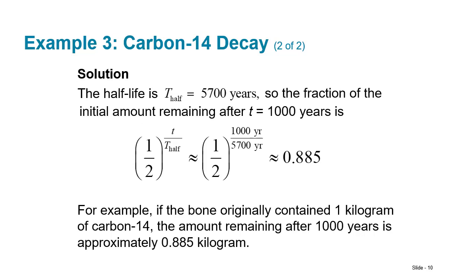So we can plug the 5700 in for the half-life, and then the amount remaining after 1,000 years is going to be roughly that. For example, if the bone originally contained 1 kilogram of carbon-14, the amount remaining after 1,000 years is approximately 0.885 kilograms. And so they can measure how much carbon-14 is actually in a fossil and then work backwards to figure out what the initial amount was, and then they know how old it is.